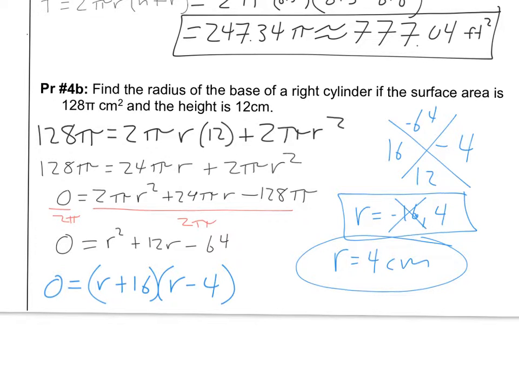Well, negative 16 doesn't make any sense. Right? We can't have a radius of negative 16. But we can have a radius of 4. And so the answer is that the radius is 4 centimeters. All right, let's go on to the next page.